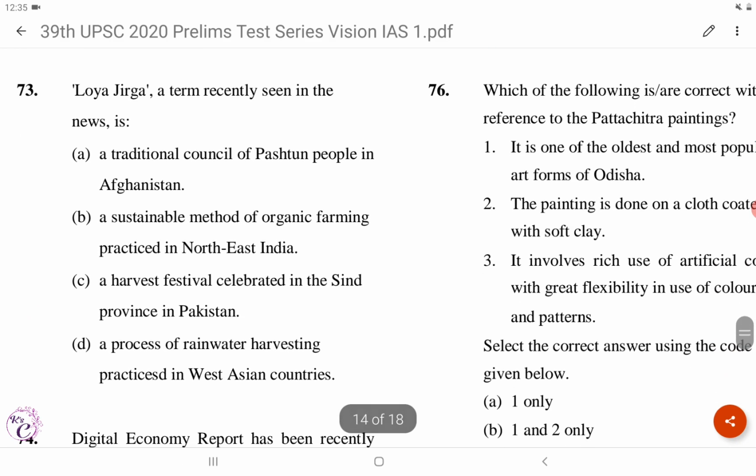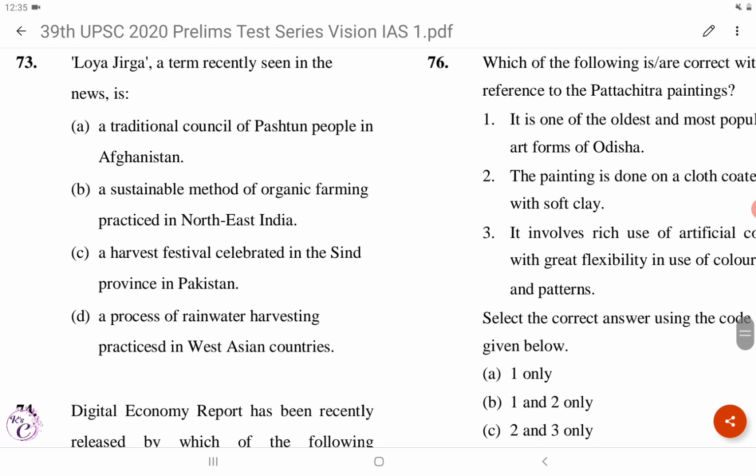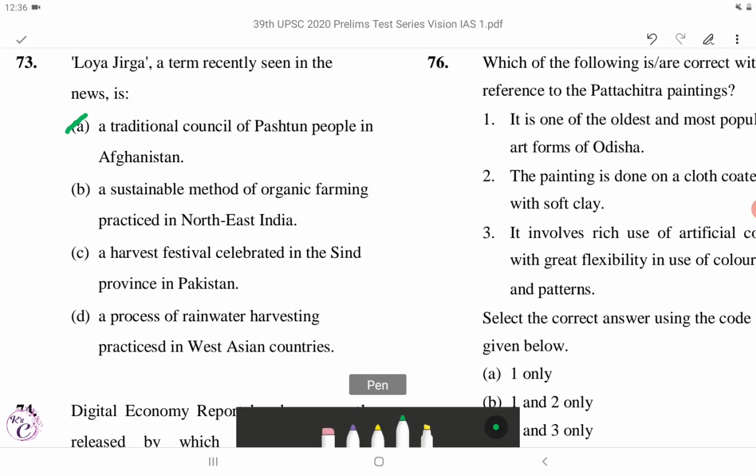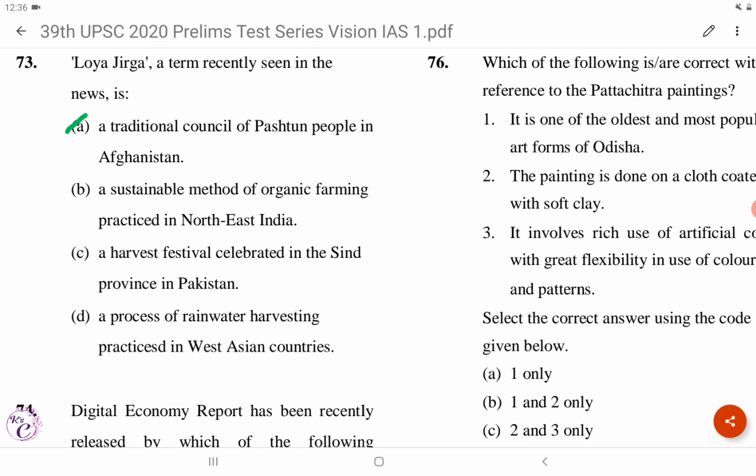Now let's come to question number 73. Loya Jirga, a term recently seen in the news, is: A, a traditional council of Pashtun people in Afghanistan. B, a sustainable method of organic farming practiced in northeast India. C, a harvest festival celebrated in the Sindh province in Pakistan. D, a process of rainwater harvesting practiced in West Asian countries. So the correct answer is A, that is, it is a traditional council of Pashtun people in Afghanistan.